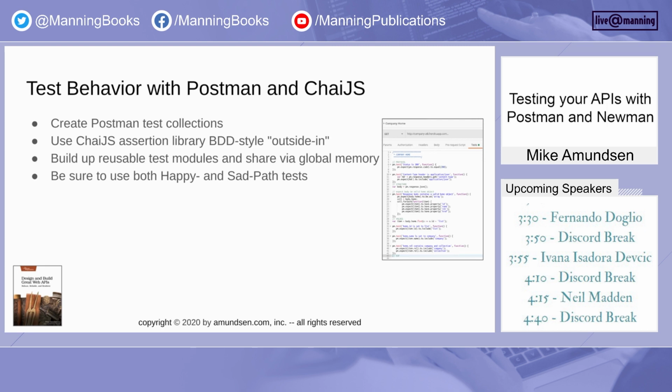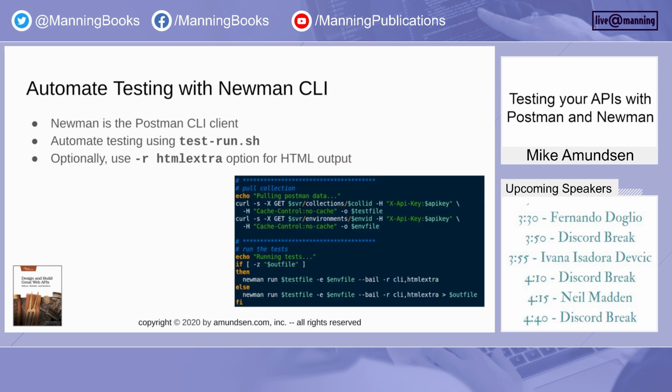Now, once it's time to really build up my test libraries, then I want to use Postman, and I use the chai.js library. So I want to create a collection. I want to create file folders and requests. I can use that assertion for that BDD style expect outside-in kind of approach. And I can build up a set of reliable test modules and share those across using environment variables and things like that. And again, make sure you're doing both happy and sad path testing as you're doing this.